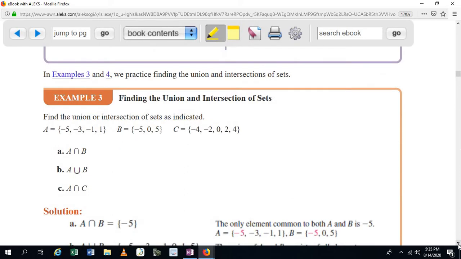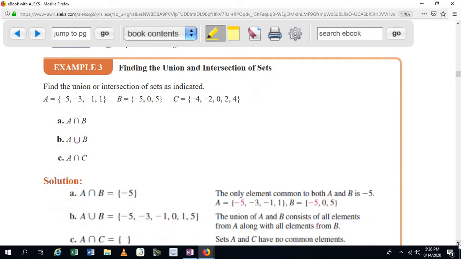Okay, so let's look at example 3 here. So here we're given 3 different sets, and we are supposed to find, first of all, A intersect B. Now remember, this means all the elements that are common to both set A and set B. So if you look at these two sets, what elements do they have in common? Well, it appears that they only have one element in common, -5, and so A intersect B would be the set {-5}.